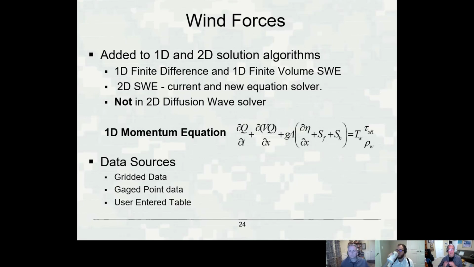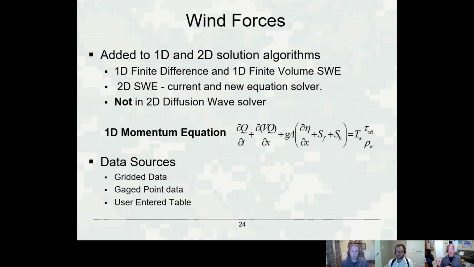Now, if you're doing 2D, you can't do diffusion wave and have wind forces, because diffusion wave is already a subset of the full set of equations. So what would be the point of adding in wind if you don't have the acceleration terms? It would make no sense. So if you're going to do wind, you have to use the full shallow water equations.